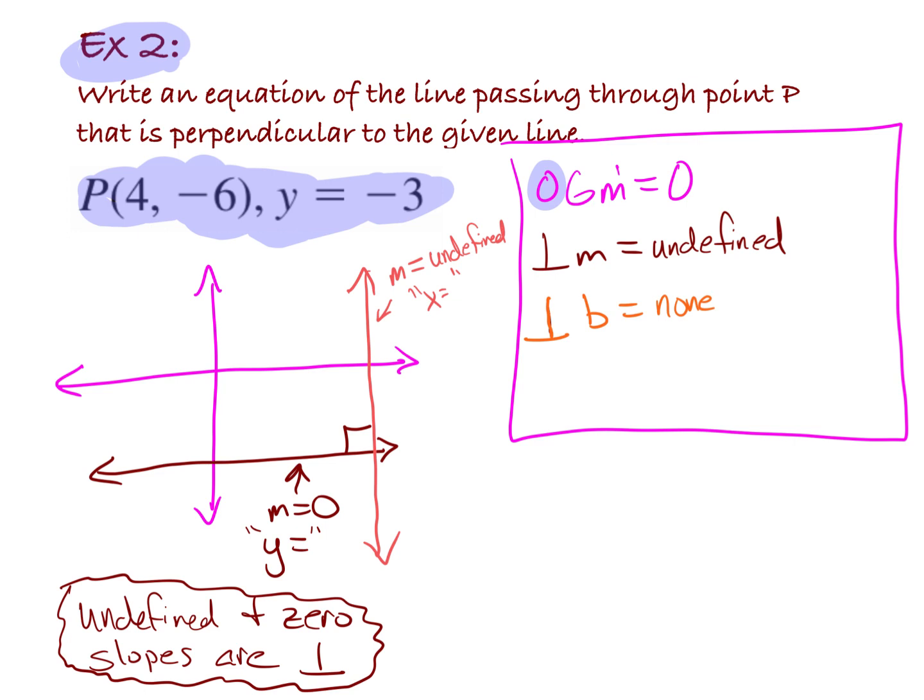All right, and the last step is we want to plug into our final perpendicular equation. If our perpendicular is undefined, how do we start that equation out? What do we write it as? X equals. Okay. So we do x equals, and then to figure out what number goes after it, just go to your point. The coordinate point they gave us is 4, -6. Which one of those is the x? 4. So that's going to be our x. So it's just going to be x equals 4. That's all you do on that one.